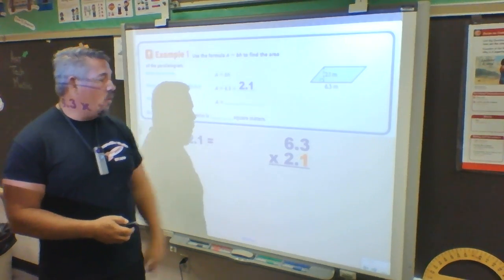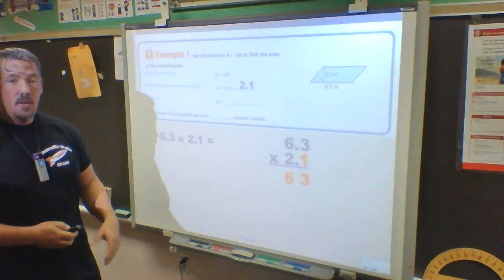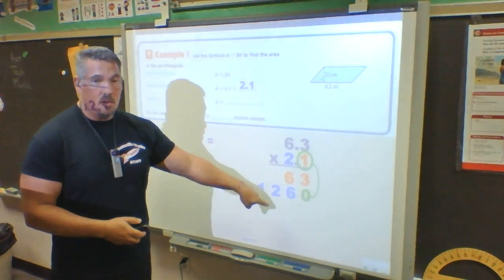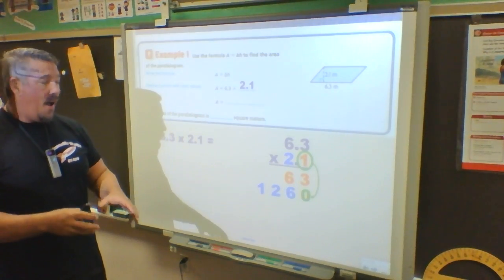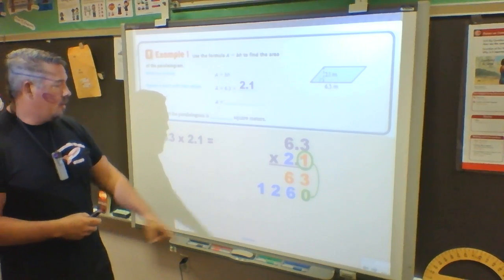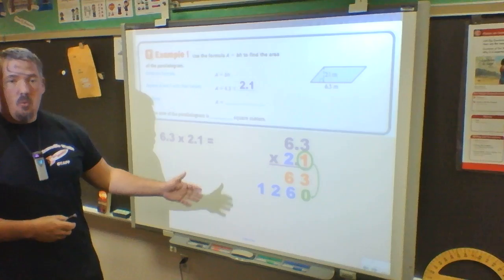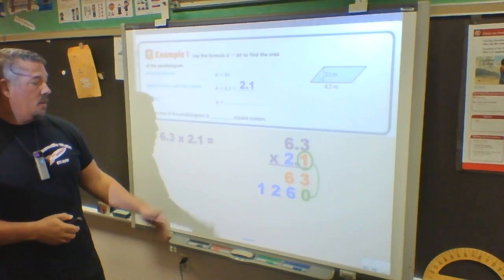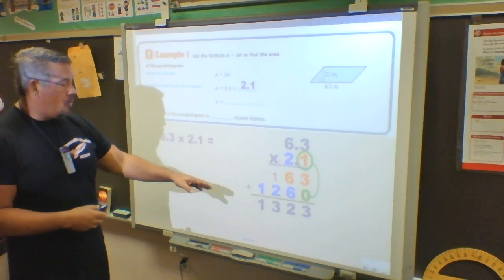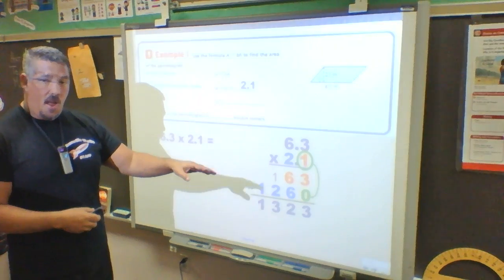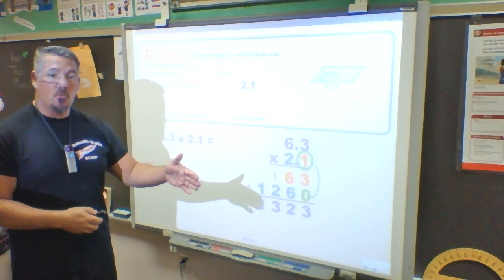I multiply by 1, and I get 63. My second number always tells me to bring down a 0. Have to hold that place value. Then I multiply by my next number, and when I multiply by 2, I get 126. Adding those together then, I get 1323, but I have to remember I'm multiplying with decimals, right?